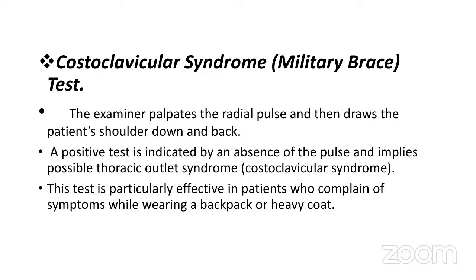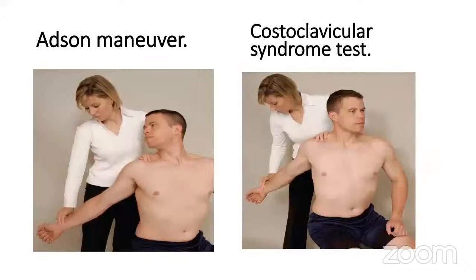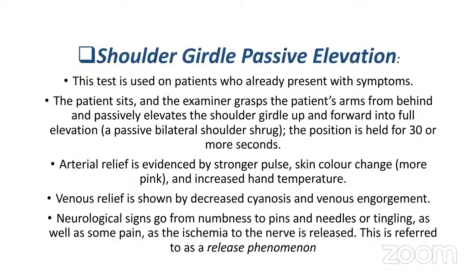Okay, this test is particularly effective in patients who complain of symptoms while wearing a backpack or a heavy coat. You can see here what we see in this test. The examiner will palpate the radial pulse and draw the patient's shoulder in a downward direction. So it will compress the neurovascular structures in the costoclavicular triangle.